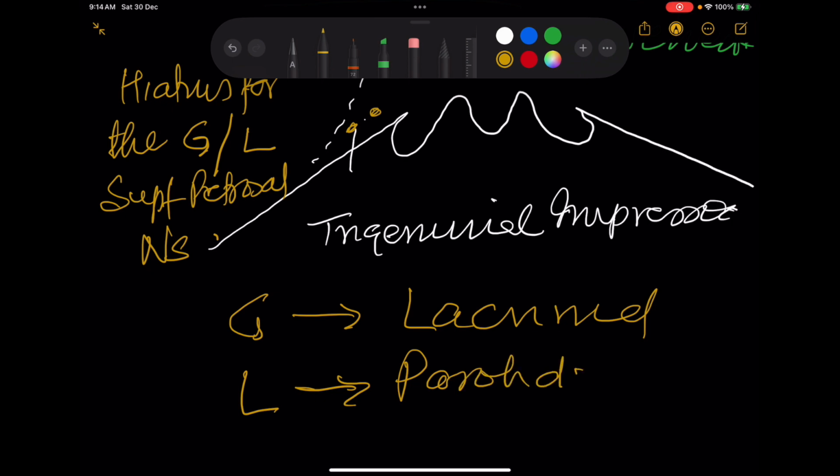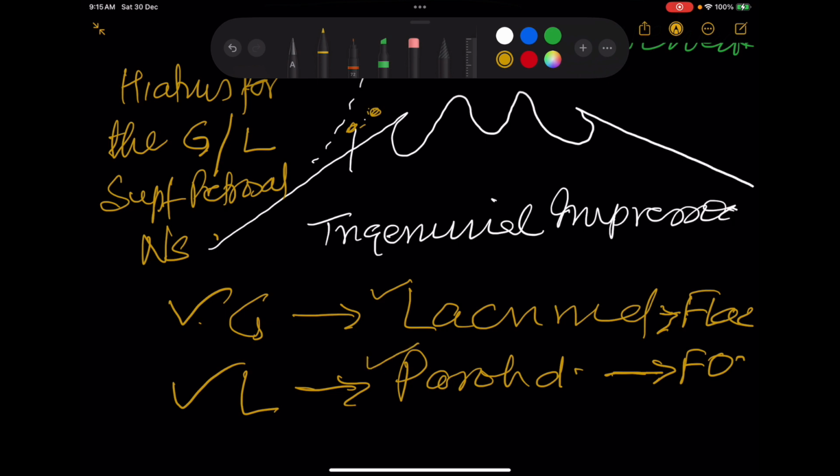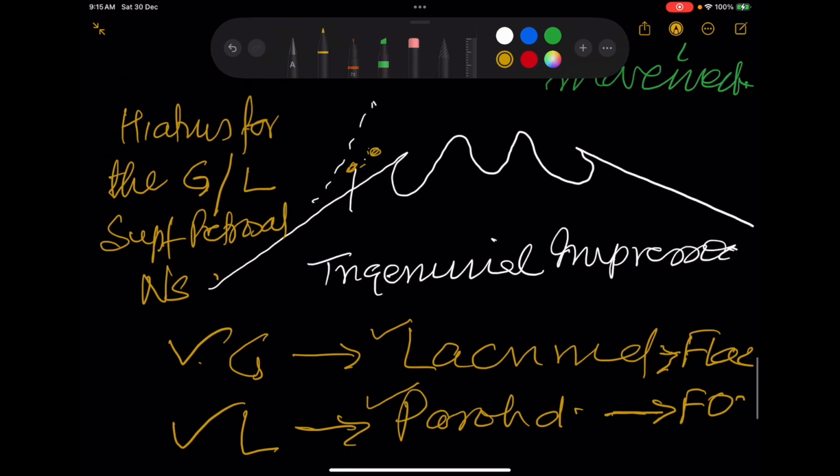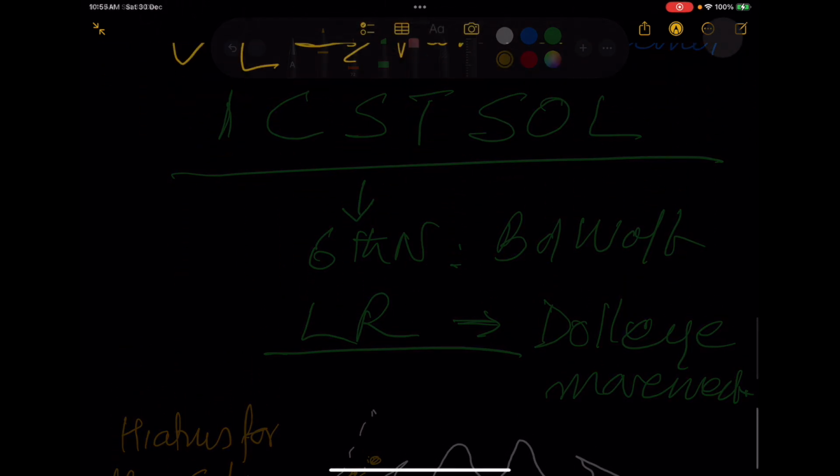The greater superficial petrosal goes through the foramen lacerum, and the lesser superficial petrosal goes through the foramen ovale. We'll cover these greater and lesser superficial petrosal nerves in detail some other time. But when you are doing a trigeminal neurectomy, or you are putting an injection in the trigeminal ganglion, then these two nerves can get involved, and there can be a paralysis of the lacrimal and parotid gland. So we finish the middle cranial fossa, and we'll finish the posterior cranial fossa sometime else.